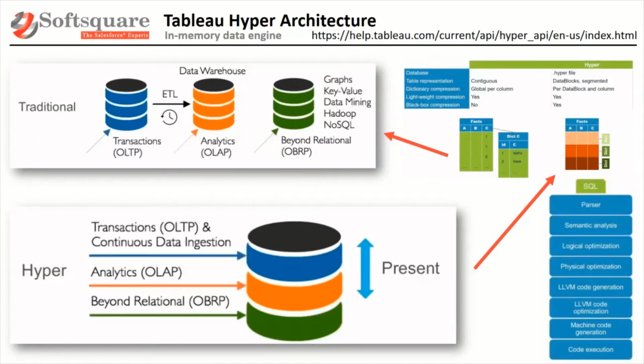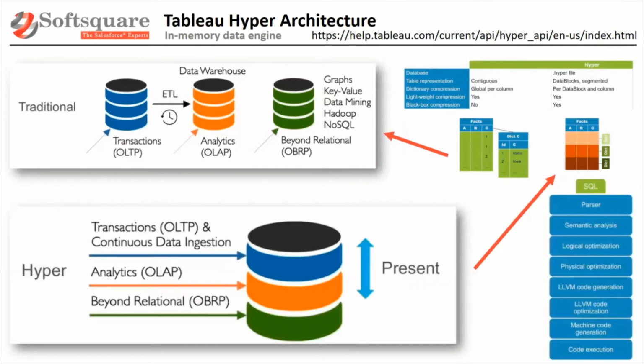Now, what Hyper has done is taken advantage of the memory and have created something more, instead of a horizontal, they've created kind of a vertical integration. So you can see how they have the transaction OLTP, analytics, and beyond relational database all kind of blended into one data store, and that's what they're calling Hyper.